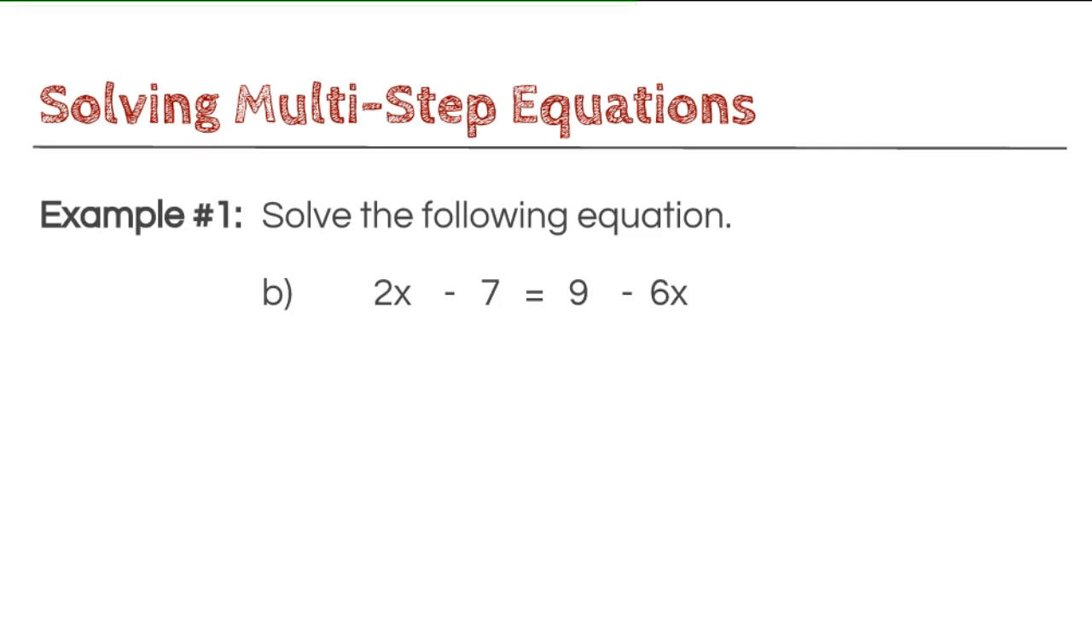So first of all, I can see here that I have a 2x and I have a -6x, but they're not on the same side of the equation. So I need to combine them, but I need to make sure that they're on the same side of the equal sign before I go ahead and do that. And the same goes for my constant terms, this -7 and the 9.